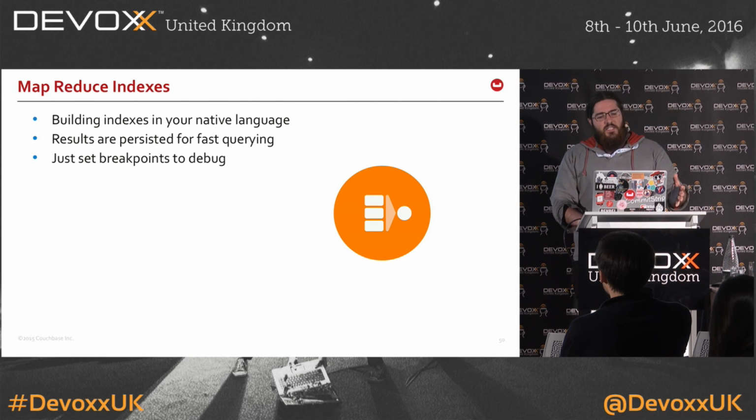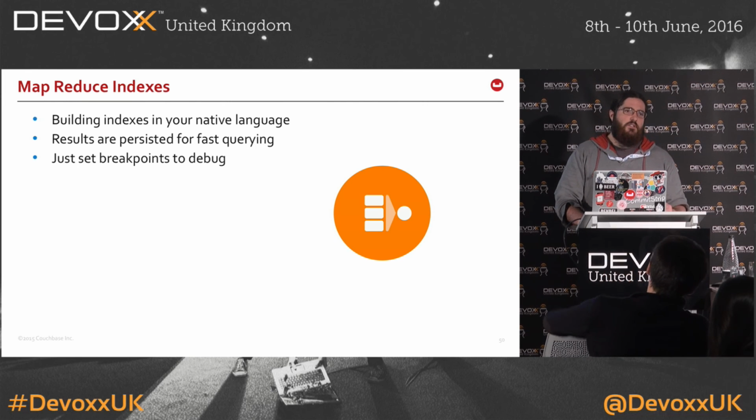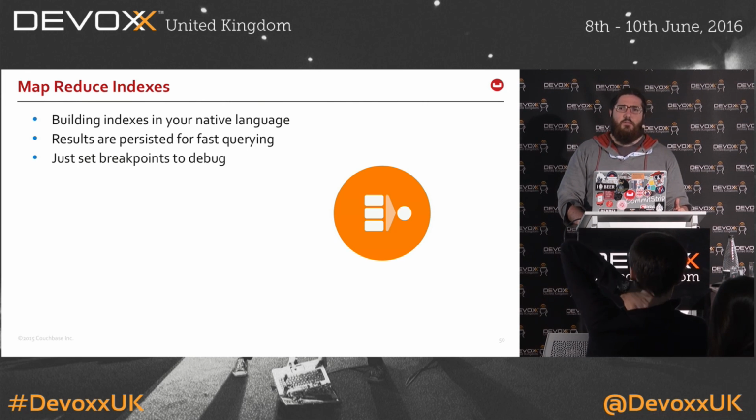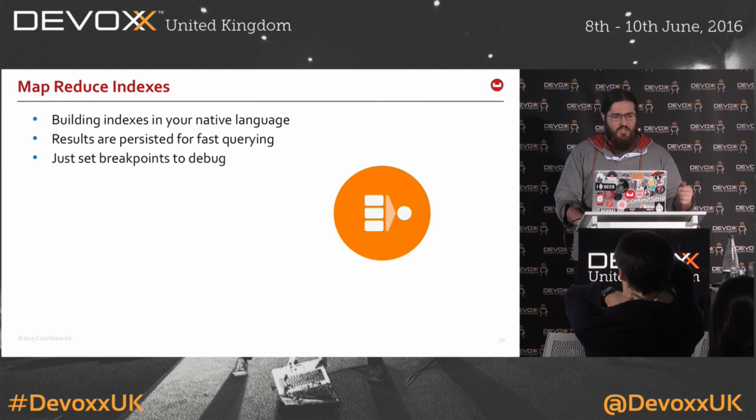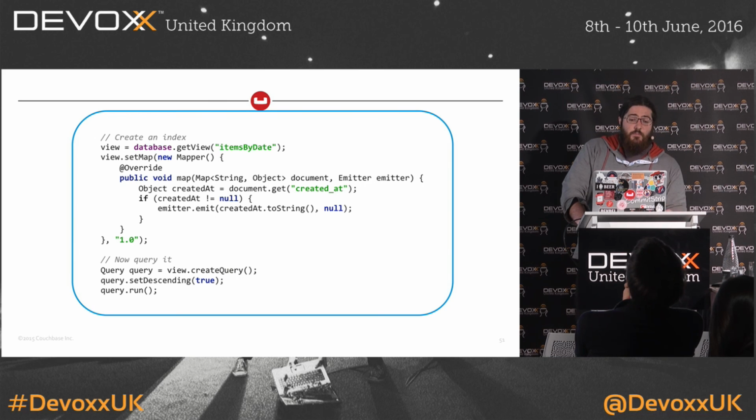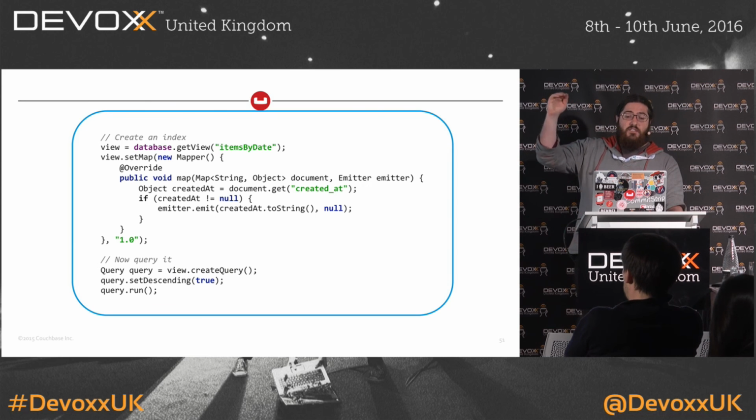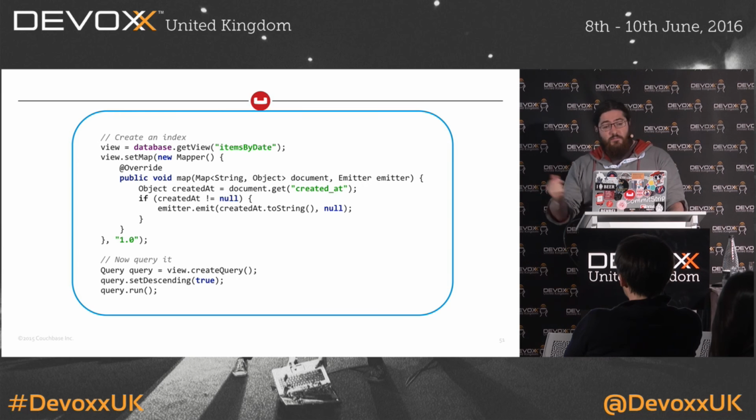This is the MapReduce index. It's written in Java for Android. It's written in Objective-C or Swift if you do iOS, native language. It's really easy to debug, and it's persisted. So this is an example. This is a map function that allows you to create an index, assuming that every document has a field called created at. So it's going to give you an index of all the documents sorted by creation date.